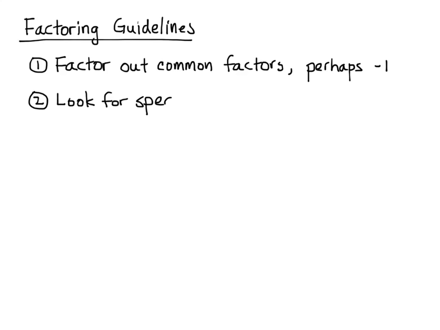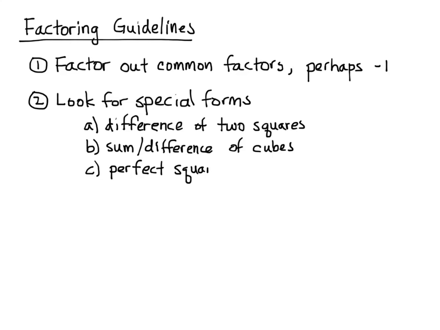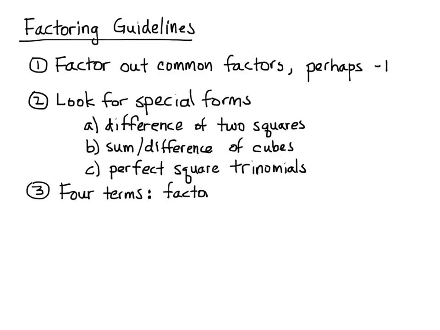Second, what you want to do is look for the special forms. Okay, and so there's a number of those. We have the difference of squares. We have the sum or difference of cubes. And we have perfect squares. Perfect square trinomials. So this is of the form x squared plus 2x plus 1. Those kinds of things.